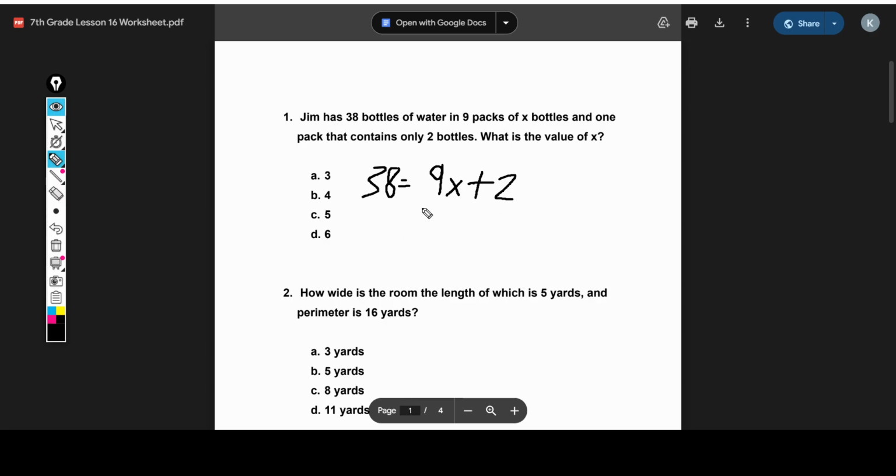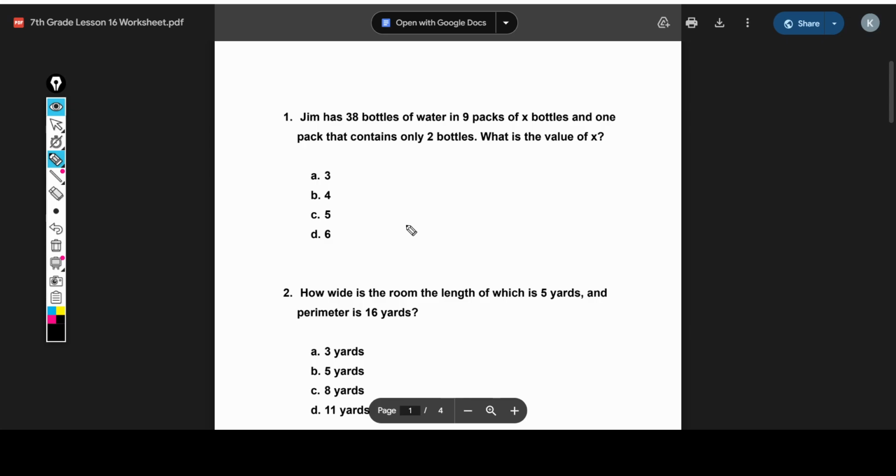And now all we have to do is solve this equation. So we subtract 2 from both sides, and these two 2's cancel out, and this 38 minus 2 becomes a 36. And that equals 9x. And all we have to do is divide both sides by 9 now to get our final answer. So 36 divided by 9 is 4, and these two 9's cancel out. So we end up with 4 equals x. So the value of x is 4, which gives us B.